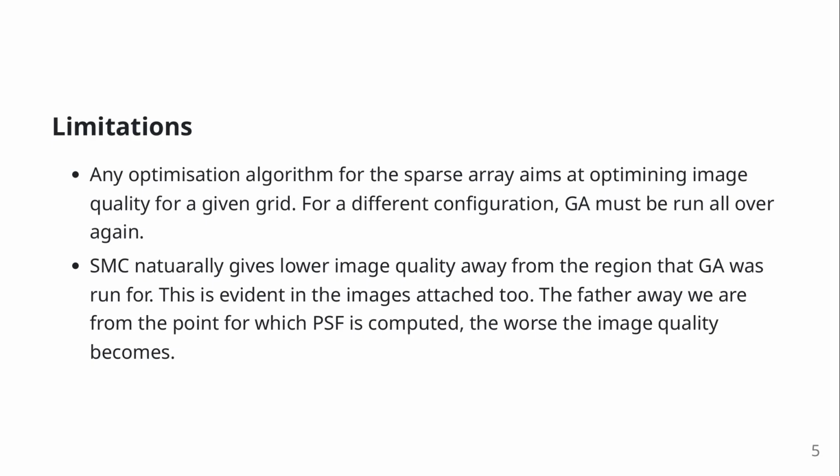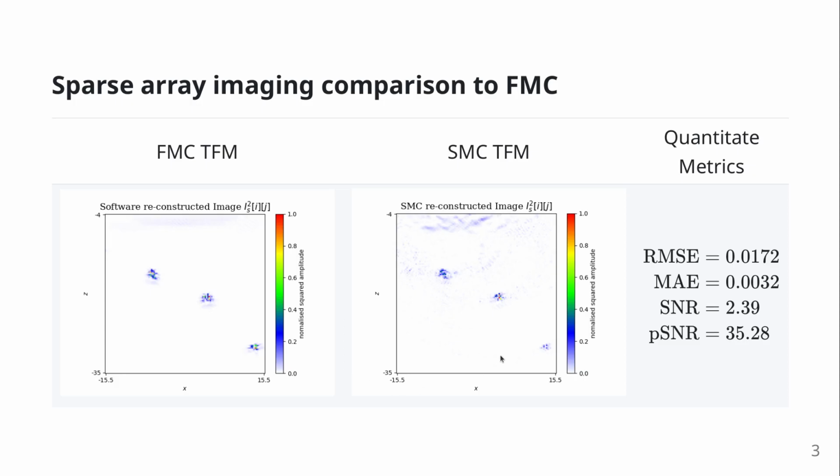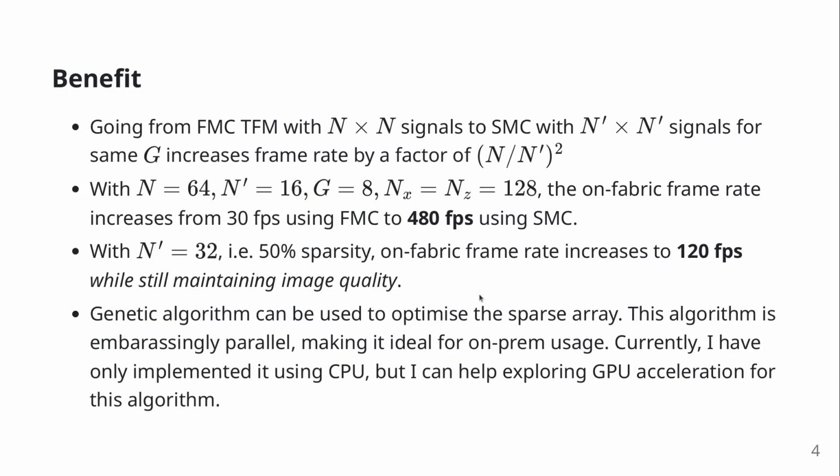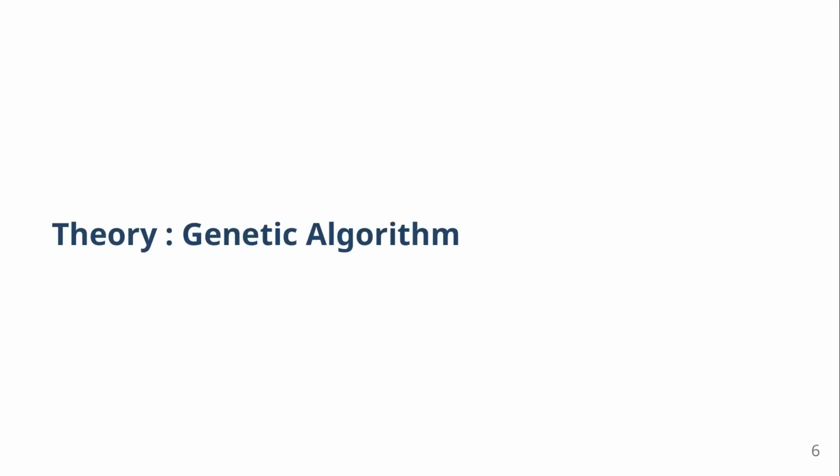That's one limitation. The other limitation is regarding the image quality. So SMC naturally gives a lower image quality. So you can see that in this, right, that you see there's a lot of noise farther away from the center point where we were computing the point spread function. Okay, but what's the benefit? It's the frame rate.